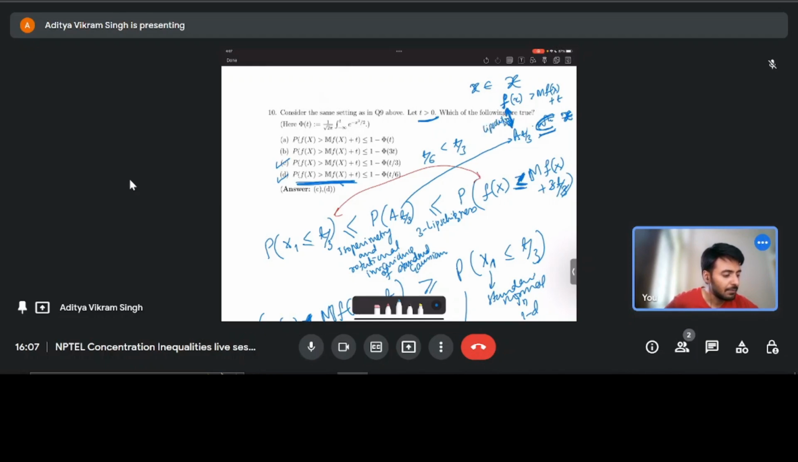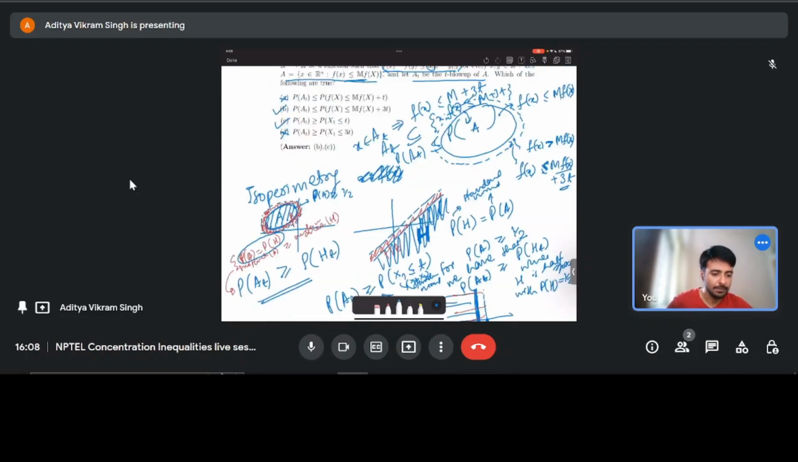There can be other conditions, but you basically want to relate this function condition to a blow-up of a set in the domain, and that is why we had this Lipschitzness condition throughout this discussion on isoperimetry.